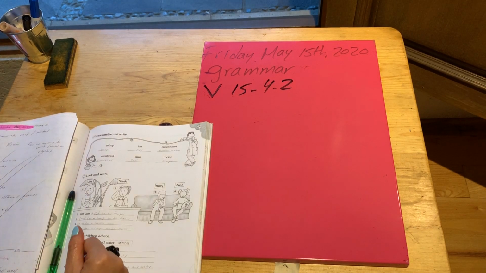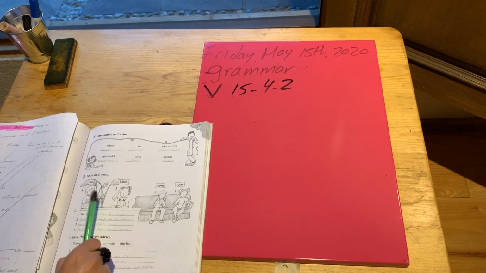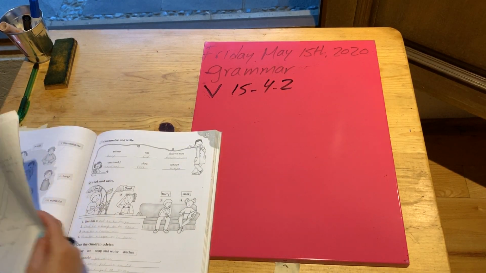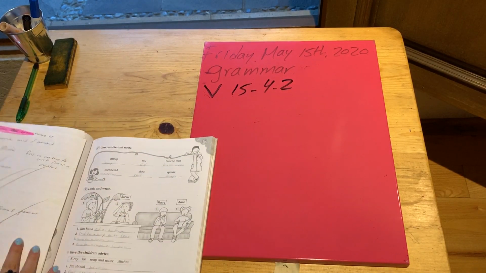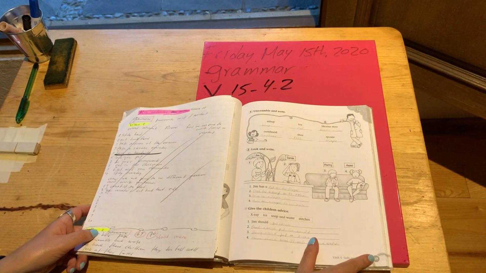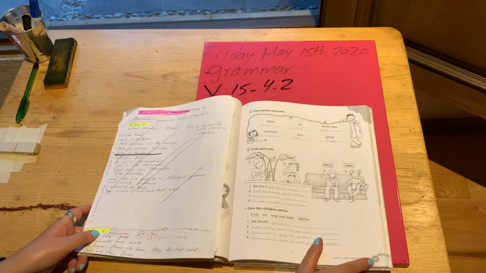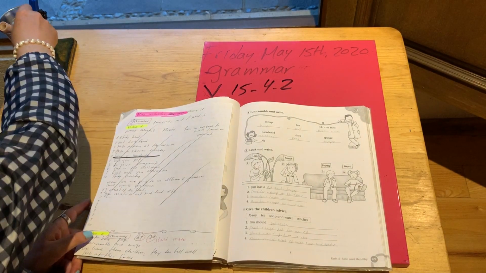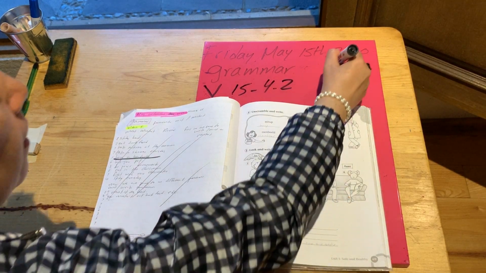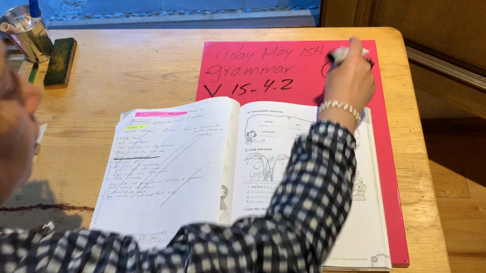Okay, children, so let's continue with grammar. You will see grammar, but today you're going to use your practice book, page 79. Okay, 79. Okay, so here is page, no, I'm sorry, 69. Oh my goodness.